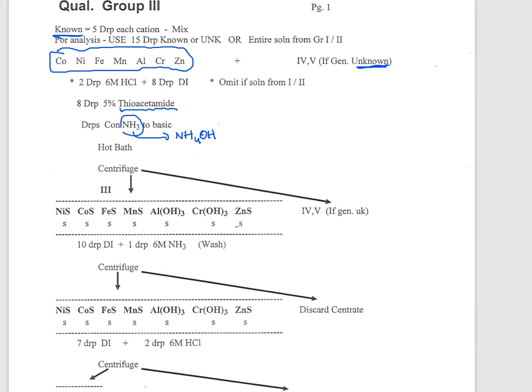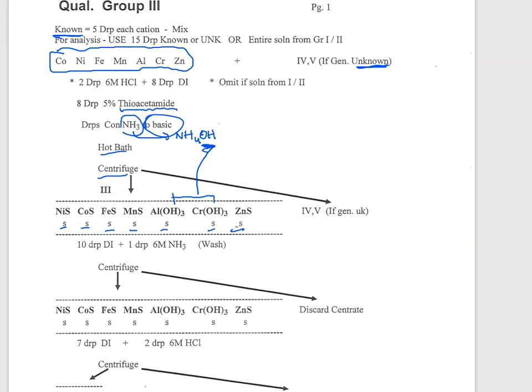So this is how it's different from group 2. We go to basic. So that means it needs to be on the basic side of the house as far as the pH is concerned. So we put it in a hot bath, we centrifuge this down, and we will get a solid. And those solids will come from 1, 2, 3, or all of the above. Nickel sulfide, cobalt sulfide, iron sulfide, manganese sulfide, aluminum hydroxide, chromium hydroxide, zinc sulfide. Now, these two are a little weird, but I think that you would know where those hydroxides are coming from because we are using ammonium hydroxide as a source. And we're also taking it to basic.